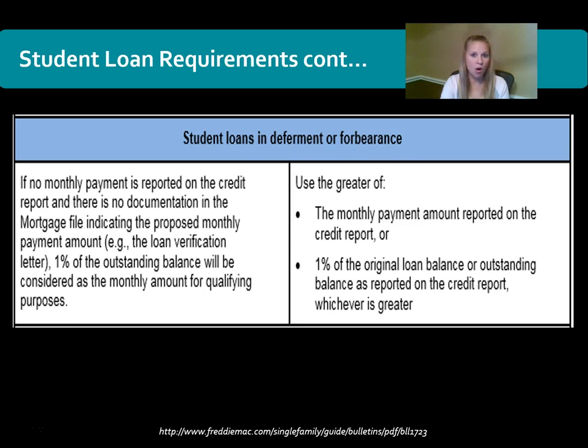Let's go over a couple more revisions that have taken place. Student loans in deferment or forbearance. Now, Freddie Mac is giving the option that if there is no payment reflected on the credit report, the underwriter, such as myself, can either take the original loan balance amount or the existing balance amount and calculate that by 1%. Also, a thing to keep in mind is that documentation is no longer needed.